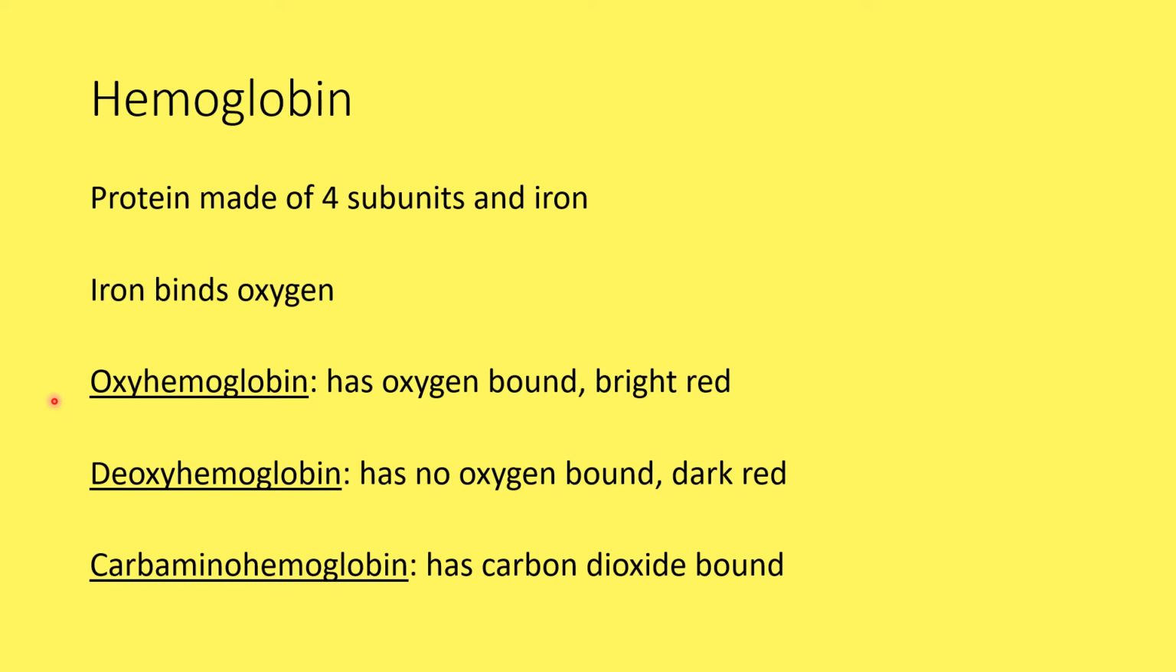Oxyhemoglobin just means that the hemoglobin has oxygen bound to it, and it's a very bright red color. Deoxyhemoglobin is when there is no oxygen bound, so it's a very darker red. And then when carbon dioxide is bound to it, because sometimes it'll drop off the oxygen in the tissues where it's needed, and carbon dioxide is a waste product from the cell. So pick up the carbon dioxide, transport it back to the lungs where you exhale it. When hemoglobin has carbon dioxide bound to it, then it's known as the carbaminohemoglobin.